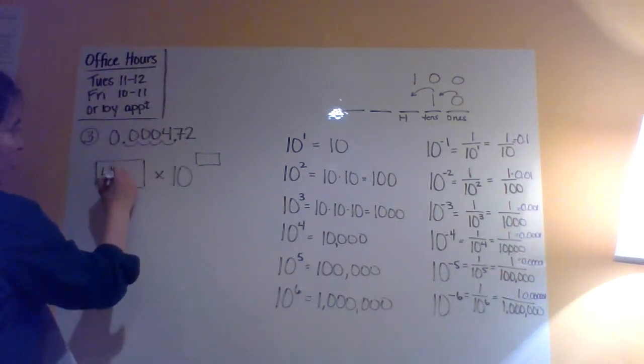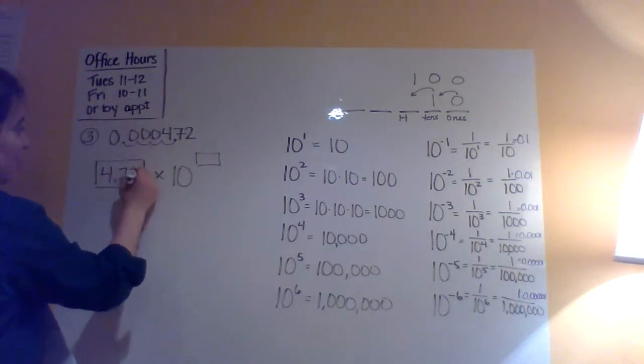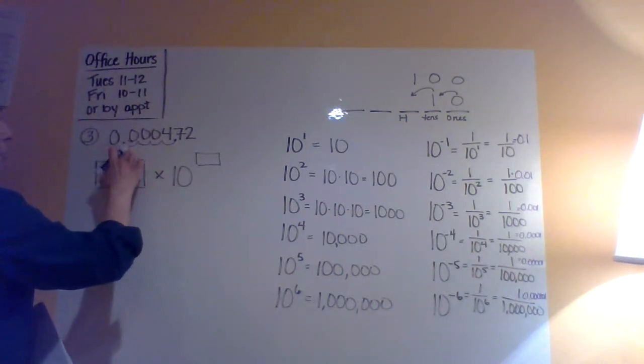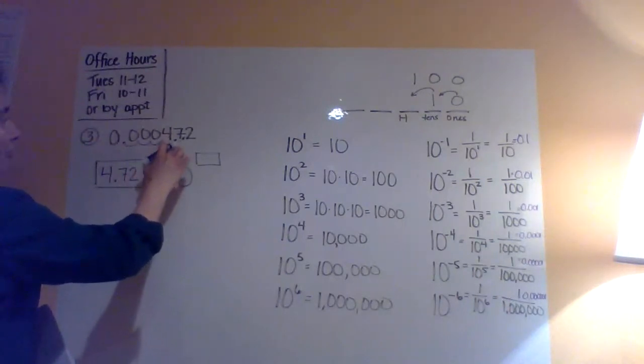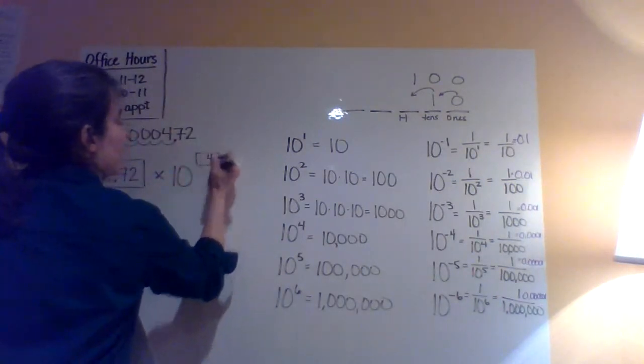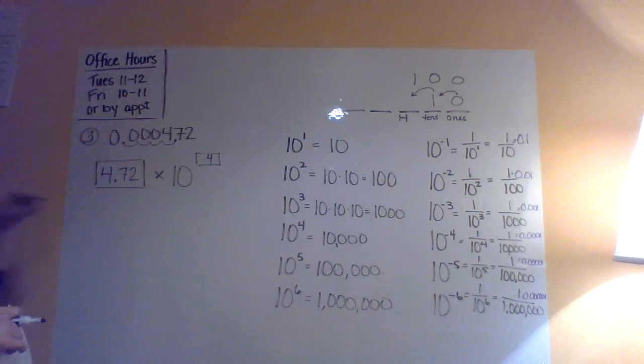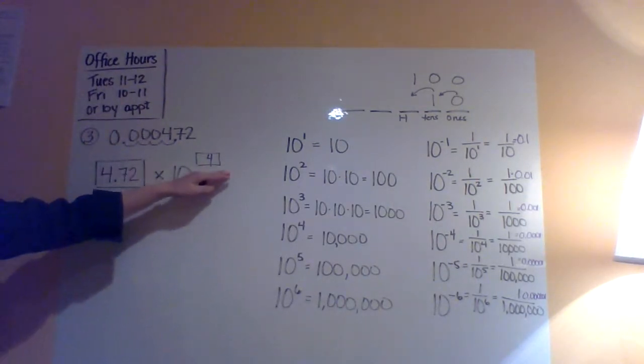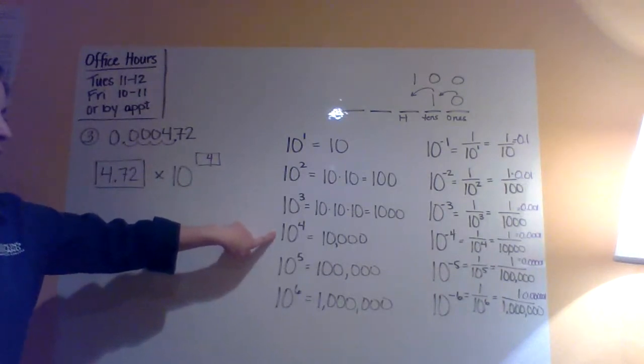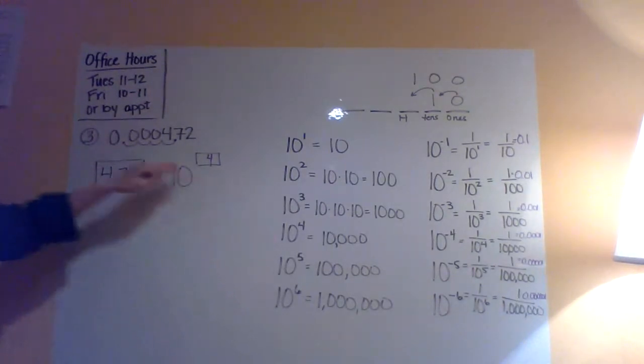So I'm going to have 4.72. How many places did I move it? 1, 2, 3, 4. Okay. Now, forget about the 0.72 for a minute. 4 times 10 to the 4th would be 4 times 10,000. That would be 40,000. Is that what I have?